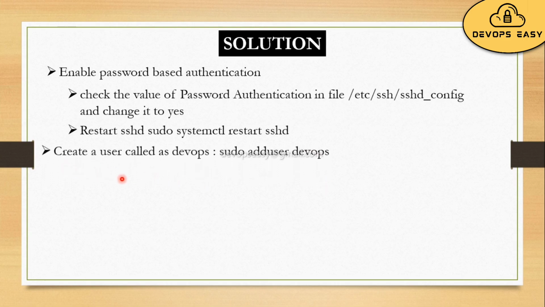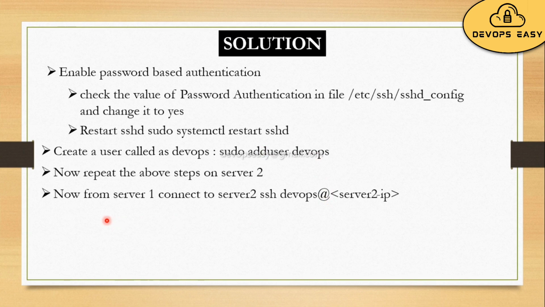I told you we need to create a user called DevOps. How will you create a user? What is the command to create a user? sudo adduser username. Then automatically a user will be created in the Linux operating system. Now repeat the above steps on server 2. On the other server also, create a user with the same command. Now from server 1, I need to connect to server 2.